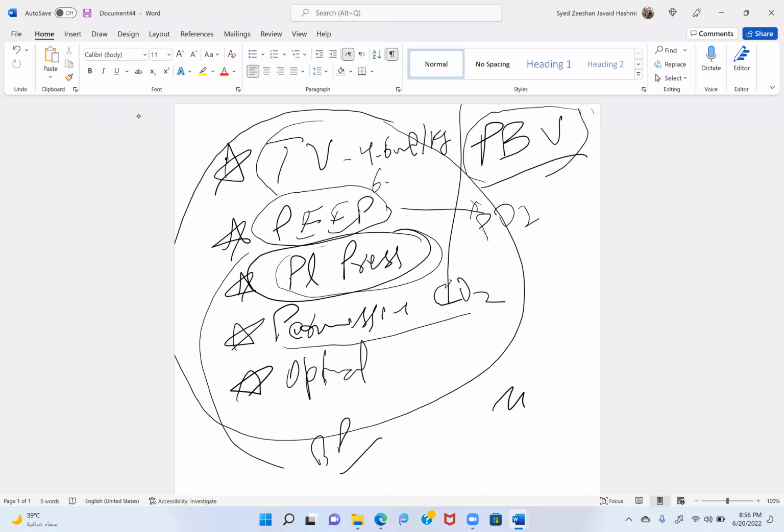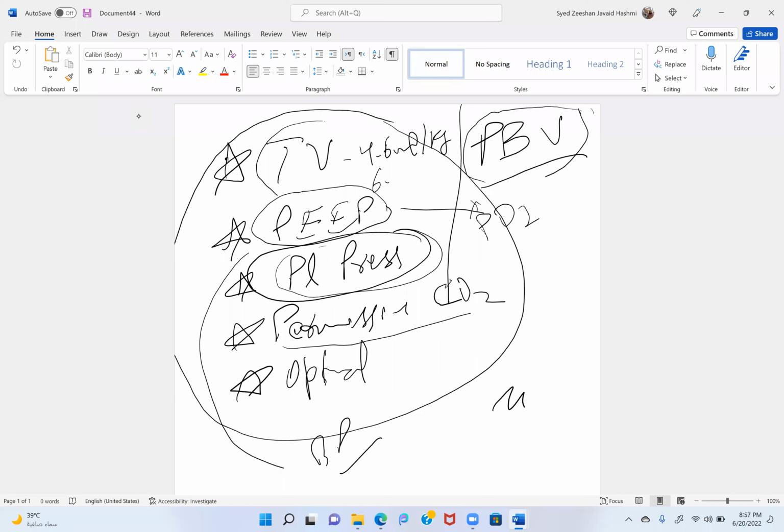If all these fail, you will allow some permissive hypercapnia. You can read more about it, but the basic concept is that you start with low tidal volume and try to limit the plateau pressures. If you are getting good results, you can increase the tidal volume to 6 to 8. Then if it is failing, next step, you add PEEP.